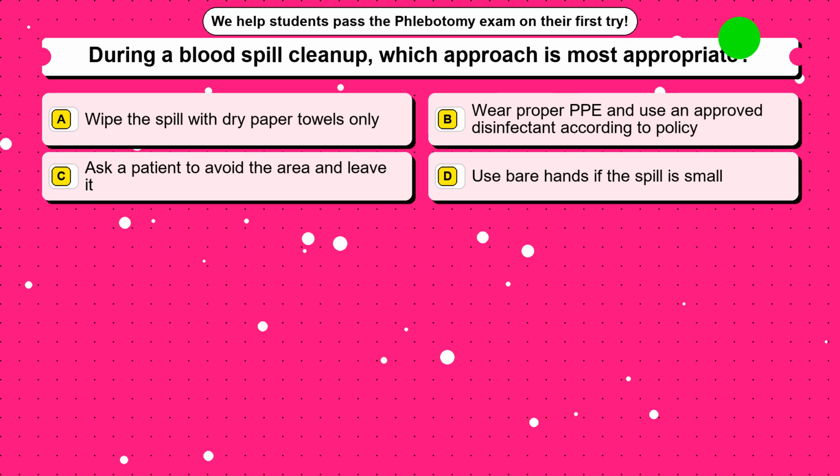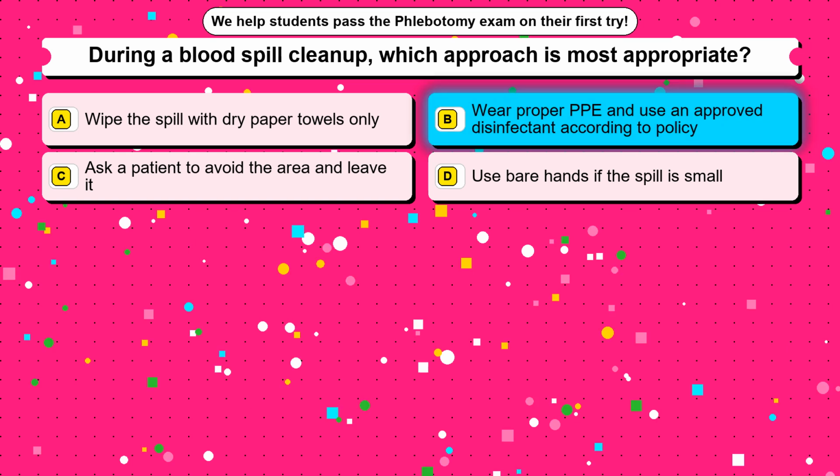Question 22. During a blood spill cleanup, which approach is most appropriate? Option A. Wipe the spill with dry paper towels only. Option B. Wear proper PPE and use an approved disinfectant according to policy. Option C. Ask a patient to avoid the area and leave it. Option D. Use bare hands if the spill is small.